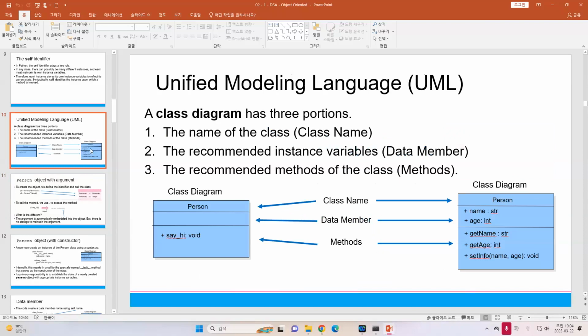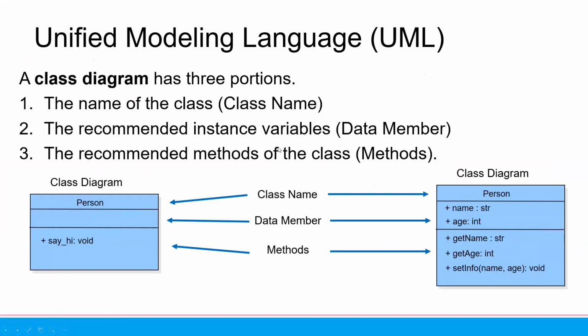Whenever we do the class, the object oriented, we need to define this UML, or we call it the Unified Modeling Language. So you can design this class diagram, then it will be helpful for you to make the class. So for example, I have this class diagram. Then how can I write this class diagram into the Python program?